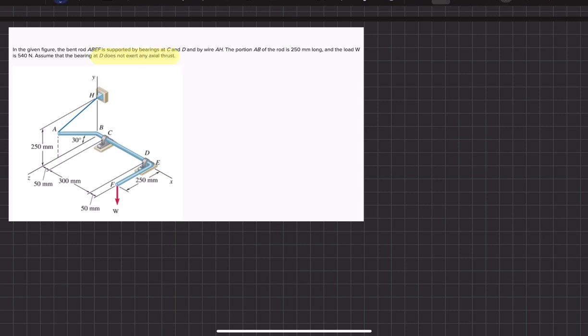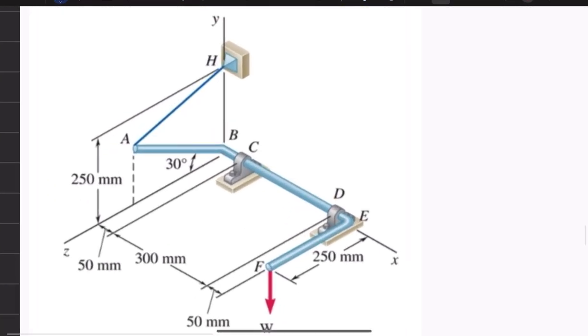So let's go ahead and draw a free body diagram. I'm just going to draw a head on this picture again. We see that A to H is tension, so I'm going to label that TAH. We know that C is a bearing that does not allow the rod to move at all, so we have a CZ component, CX component, and a CY component, like so.